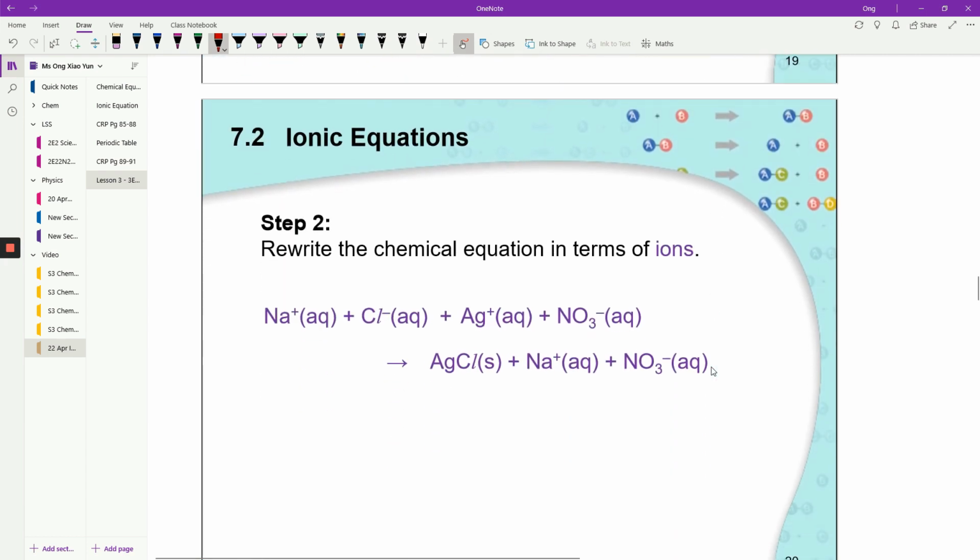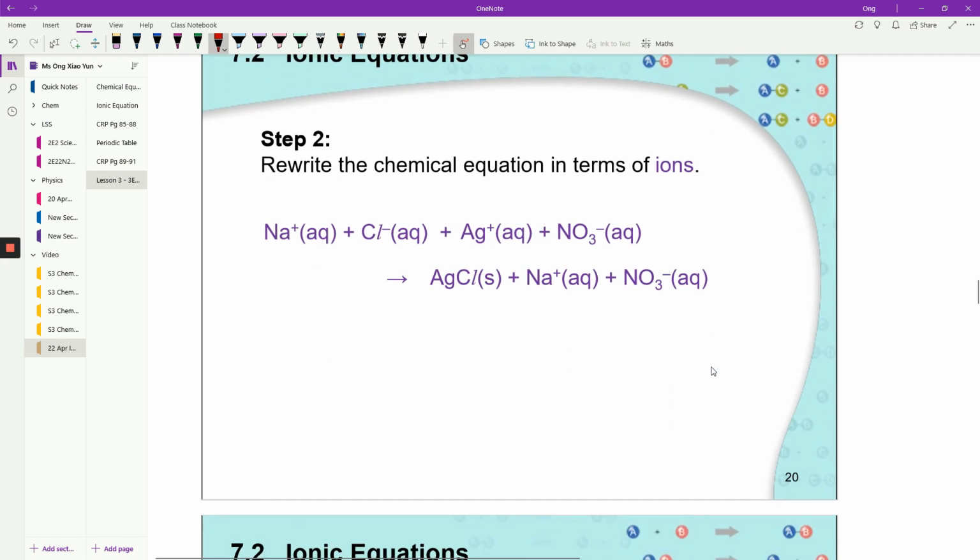Okay, so rewrite them into their ions. So all the aq ones, because they are ionic compounds, you can split into their respective ions. Okay, it's actually the backwards of doing the formula. So when you do the formula, silver nitrate, for example, okay, this is the formula. You break it back into its ions, you are doing it backwards.